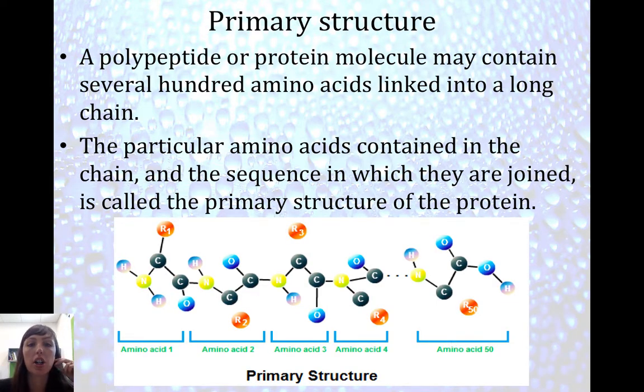Okay, so the primary structure. A polypeptide or protein molecule may contain several hundred amino acids linked into a long chain. The particular amino acids contained in the chain and the sequence in which they are joined is called the primary structure of the protein. That's really important to understand. The specific amino acids that are in the chain and the sequence in which they are joined, that's what makes up the primary structure. So we're not talking about how it's coiled or how it's folded or how it fits with others. Just what particular amino acids are in there and what order they're in. So that's primary structure.